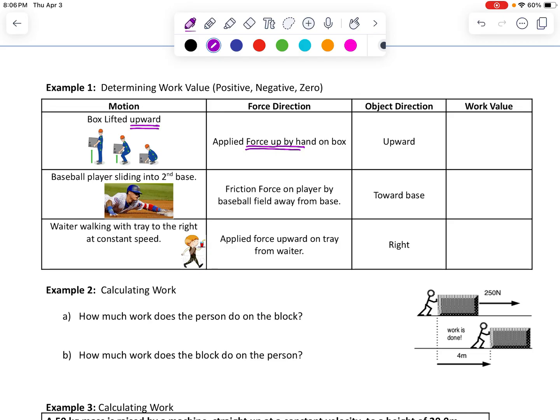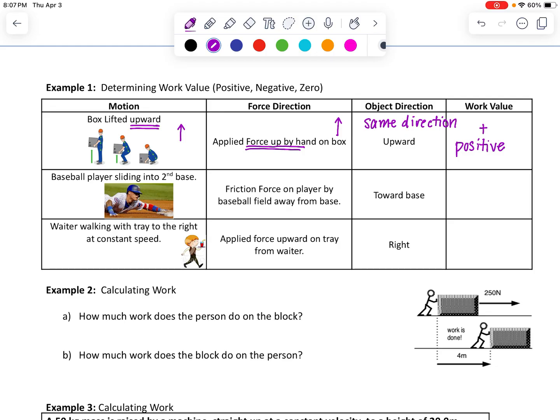If your motion is up and your force is in the upward direction, then your work value is going to be positive. Remember, same direction is positive. It doesn't matter if it's down, up, left, right, as long as they are both in the same direction, you will have positive work.